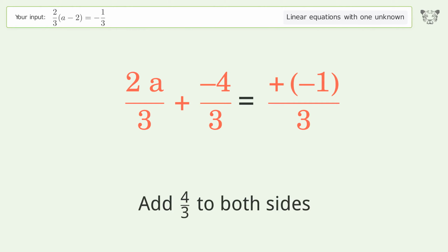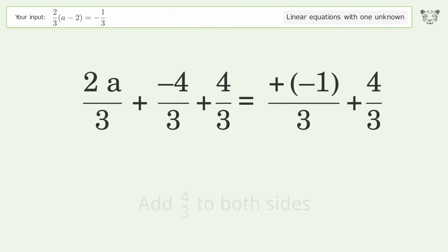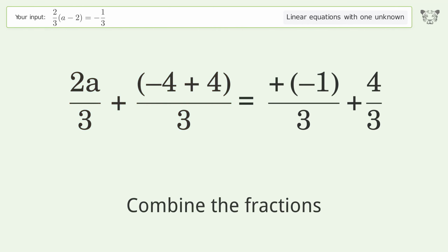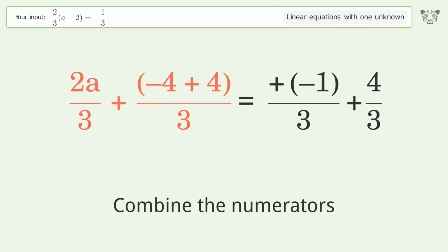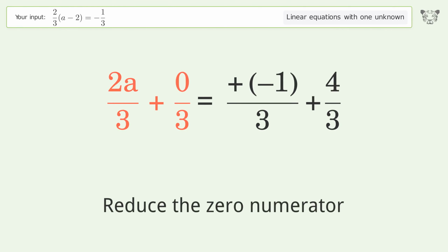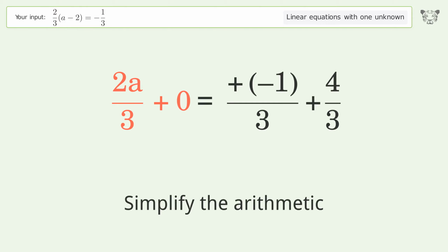Add 4/3 to both sides. Combine the fractions. Combine the numerators. Reduce the zero numerator. Simplify the arithmetic.